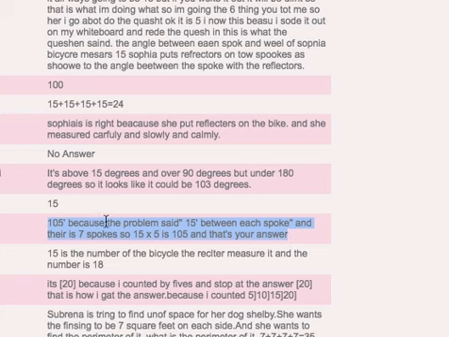105 degrees because the problem said 15 degrees between each spoke, and there is 7 spokes, so 15 times 5 is 105, and that's your answer.